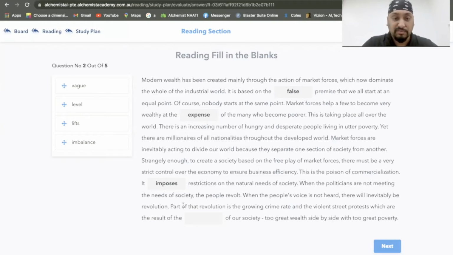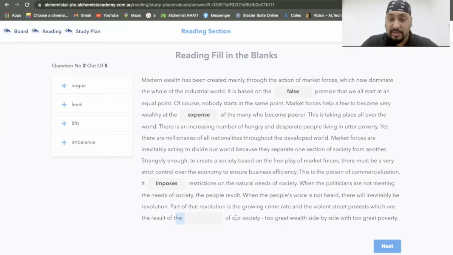When the politicians are not meeting the needs of the society, the people revolt. When people's voice is not heard, there will inevitably be revolution. Part of that revolution is the growing crime rate and the violent street protests, which are the result of the dash of our society. The dash, after the word the, you would need a noun.